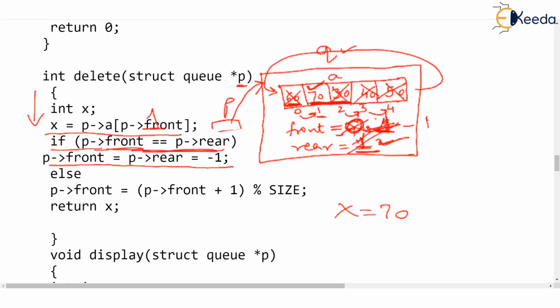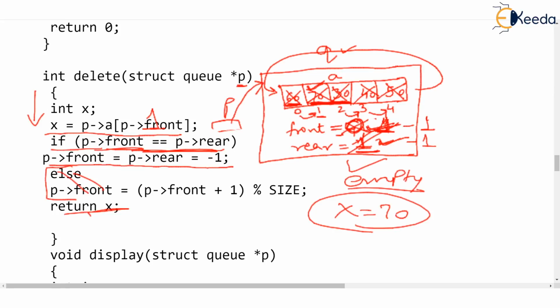Just manage this bit shabby here, but just check this. Both will become minus 1. Come on, if 70 is also getting deleted, then nothing remains in the queue. So you should make both of them minus 1. Of course, else will not execute since if was true, and we finally return 70. Now the queue is empty, isn't it? Queue has become empty.